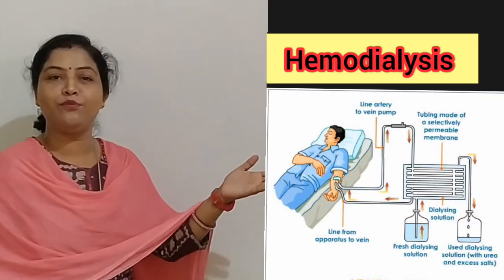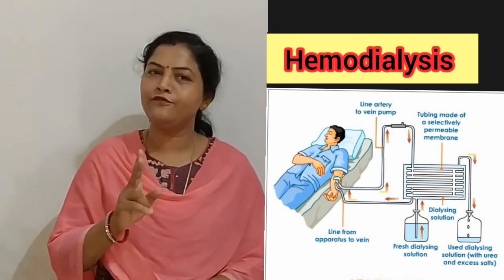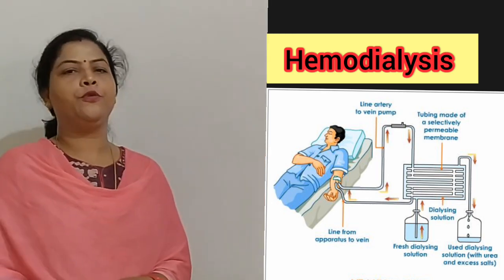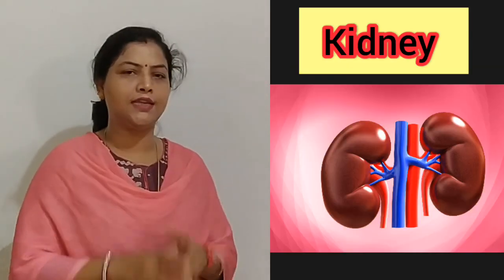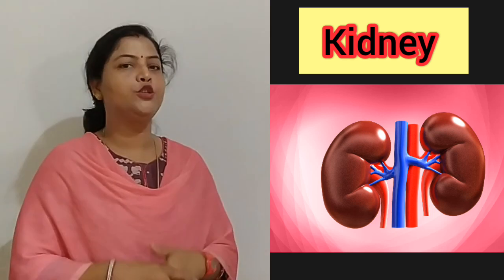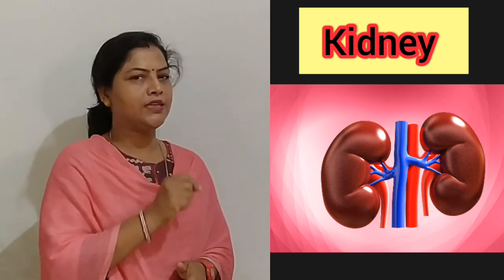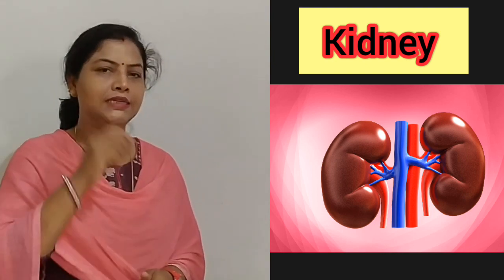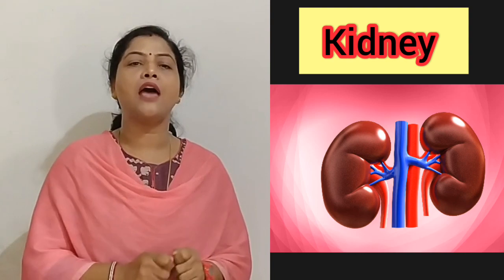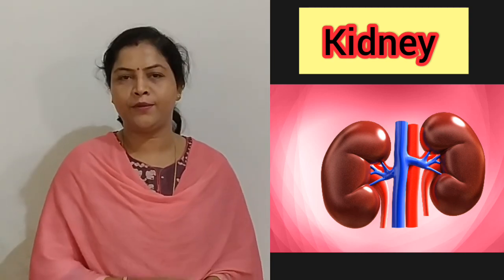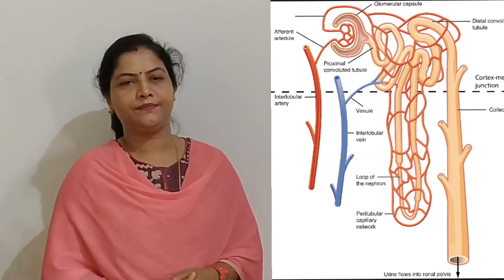What do we mean by hemodialysis? Human beings have two kidneys. We know that we have two kidneys located on either side of the vertebral column at the dorsal part of our body. These two kidneys are bean shaped, dark pink in color, and their structural and functional unit is nephron. Millions of nephrons are found in kidneys.